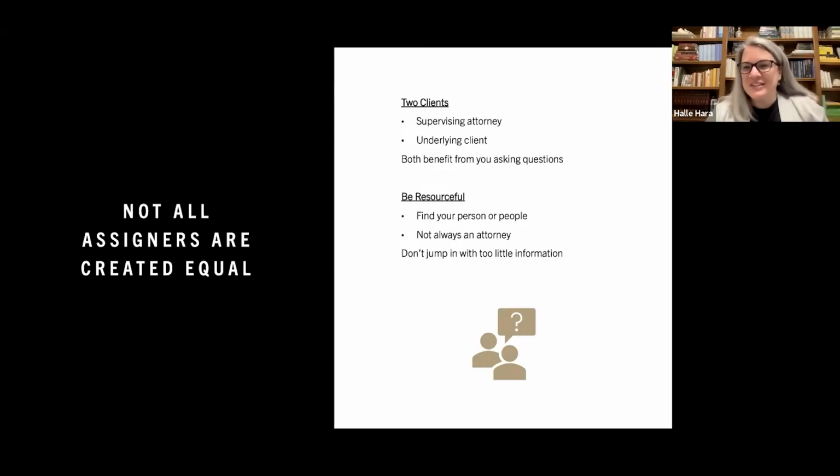So just a word on the dump and run. One of my former workplaces, that's what we used to call it. Folks were quite busy. And so there were certain people who gave projects to attorneys they supervised, and they would just drop it with very little information. And it was challenging to figure out, because the person ran, what you're supposed to do.